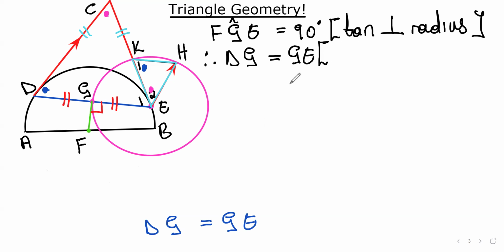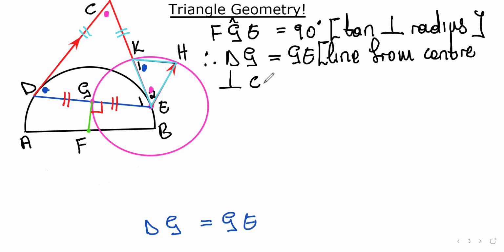And what's the reason for that? Well, it's the converse of... is it really the converse? It's not the converse, it's the theorem itself. Yes, it's a theorem. The line from the center perpendicular to the chord bisects the chord. Yes, this is the easiest way to really show that.